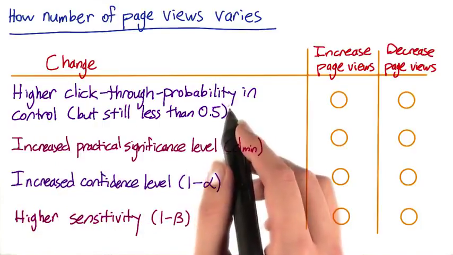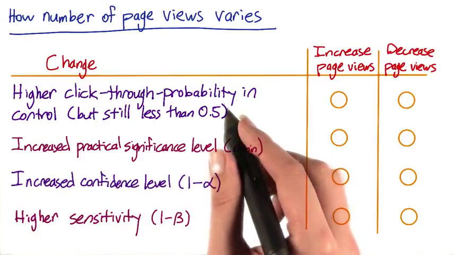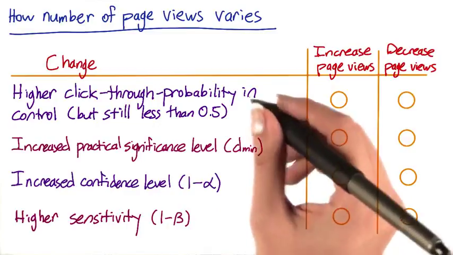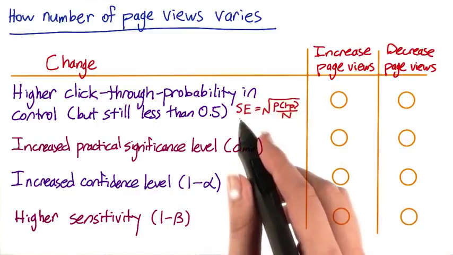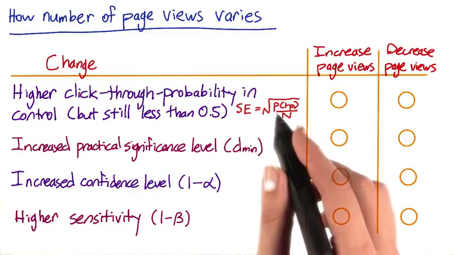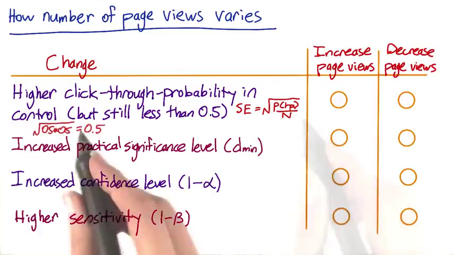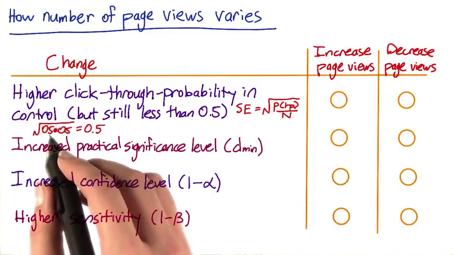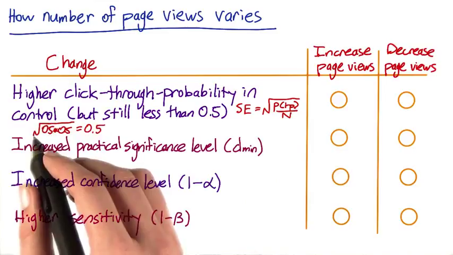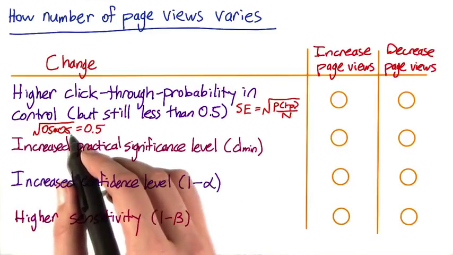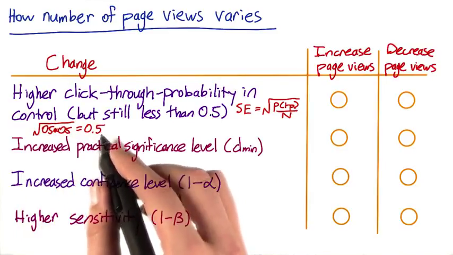To see how the click-through probability would affect the number of page views needed, recall that the standard error depends on the click-through probability. Specifically, the standard error is proportional to the square root of p times 1 minus p. So for example, if the probability were 0.5, the standard error would be proportional to the square root of 0.5 times 0.5, which comes out to 0.5.